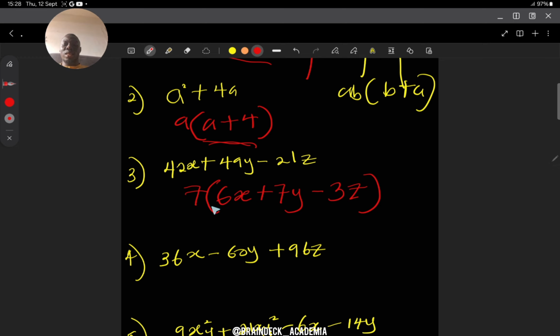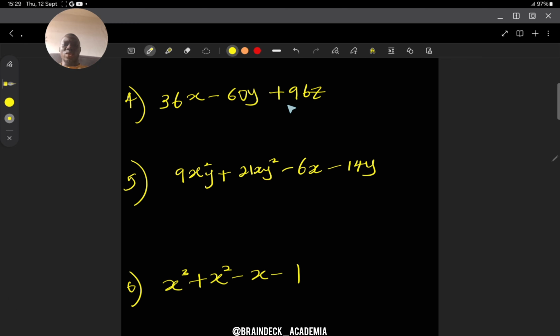If you expand this expression, you should be able to get back the question. If you do not get back the question, it means you have done the wrong thing. So let's continue. What is the highest common factor of these three things? It is actually 6. Since there is no common factor between the variables, I just have 6 as the highest common factor.